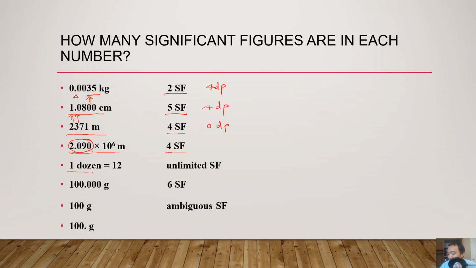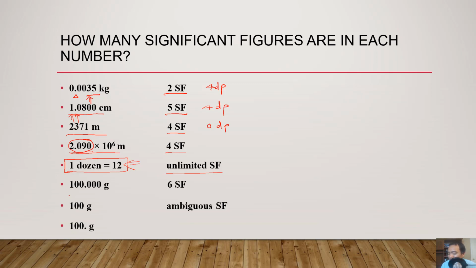Remember, before you start doing anything, I emphasized, you have to decide the type of numbers. This number is not a measure number. It is an exact number. For this reason, it's unlimited. This is by definition. 1 dozen is 12, no more, no less, no ambiguity.